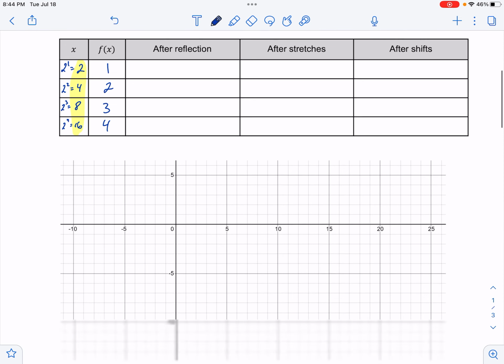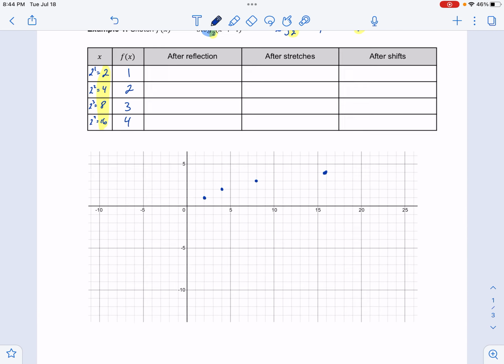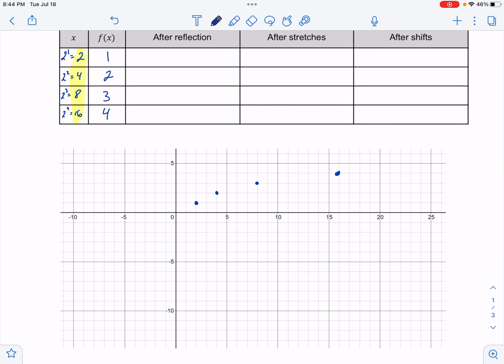Let's actually sketch this out so we can see what it's going to look like. I'm just going to plot these on the graph here. 4 up to 2, 8 up to 3, and then 16 up to 4. And then we would connect the dots with a nice smooth curve. And of course it has a vertical asymptote at 0 that we're going to get close to and never touch. So that's our parent function. This is our f of x is log base 2 of x.